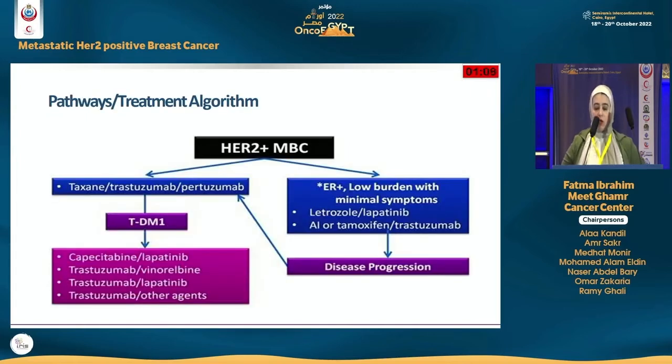Another summary treatment algorithm in HER2 metastatic breast cancer: trastuzumab, taxane, pertuzumab in the first line, followed by TDM1 in the second line, then other regimens: capecitabine plus lapatinib, trastuzumab with vinorelbine, trastuzumab plus lapatinib, or trastuzumab with other agents. For hormone receptor positive, low burden disease with minimal symptoms, we can add hormonal treatment such as letrozole plus lapatinib, an aromatase inhibitor, or tamoxifen plus trastuzumab; if disease progresses, follow the other pathway.